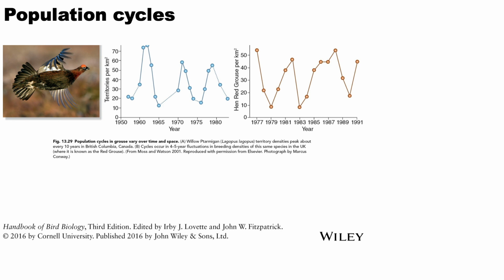A similar cyclical pattern is also seen in these yellow ptarmigans. Interestingly, they follow a 10-year cycle in British Columbia and Canada, and the same species in the UK follows a 4 to 5 year cycle. So it's not very clear why that happens. But it must be because of them responding to different kinds of resources.